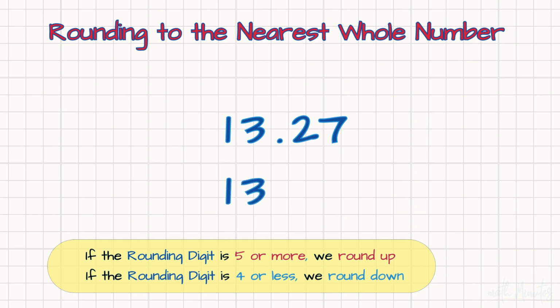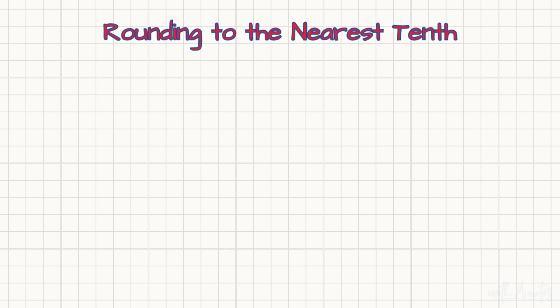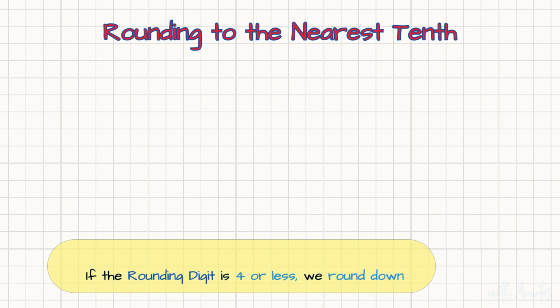Alright, now that we've got the basics covered, let's move on to rounding to a specific place value, such as rounding to the nearest tenth. When rounding to the nearest tenth, we look at the digit in the hundredths place. If it's less than 5, we round down. If it's 5 or greater, we round up.